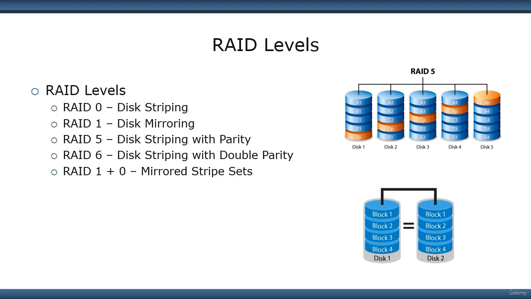Disk striping with double parity is just adding double parity. So you can sustain more, possibly 2 drive failures, depending on the combination. RAID 1+0 is probably the most common. It's mirrored stripe sets. So it gets the high-speed advantage of a stripe set, but it utilizes mirroring in order to get the redundancy. You might be looking at this going, how many hard drives are we talking about? Well, that's the very reason we're talking about servers.